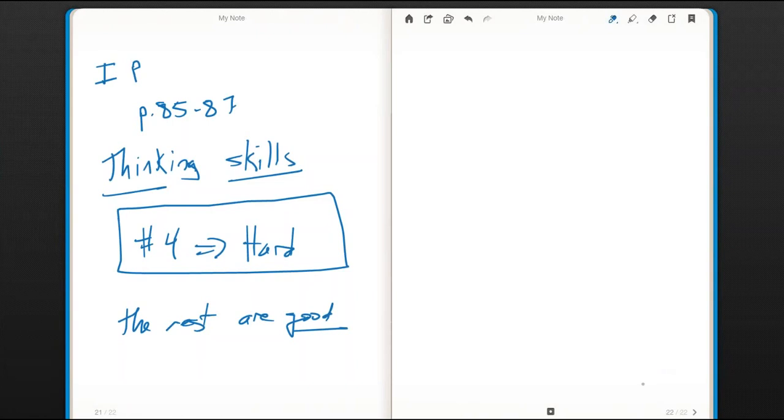So the rest of the intensive practice problems are great thinking skills, and are good to do. Number 4 is the one that I would give you a heads up for. It's just a booger of a problem to do.